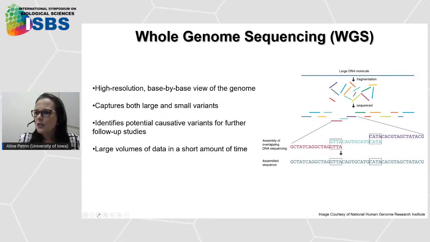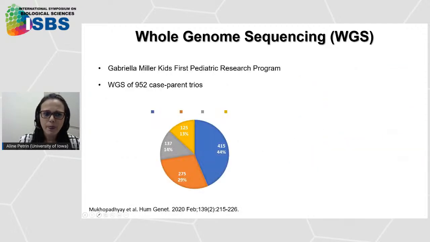Now, the new studies are much more complex and larger, and they're doing whole genome sequencing, which is a high resolution base by base view of the genome. It captures both large and small variants, and it has the potential to identify causative variants, both common variants and rare variants, and it generates a much larger amount of data.